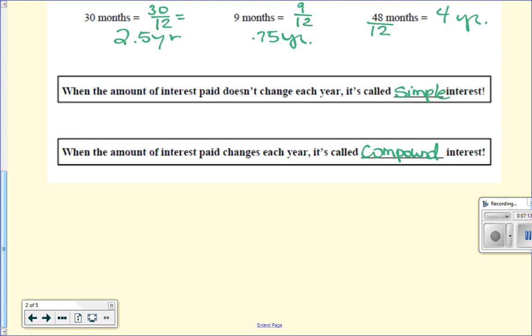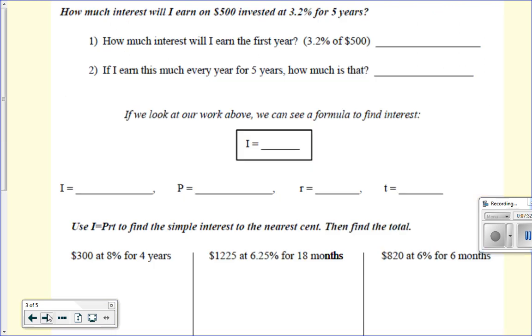Compound interest is when the amount of interest paid changes each year. For simple interest, the amount that you earn each year doesn't change. It's that same amount that you're going to earn each year. However, compound interest changes each year, and it's a little bit more each year. So we're going to look at that on Friday.